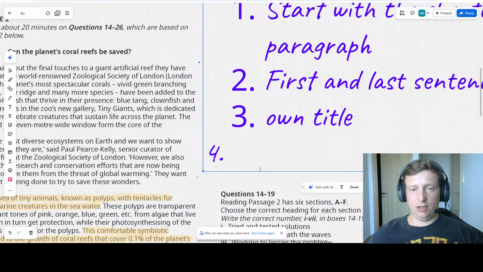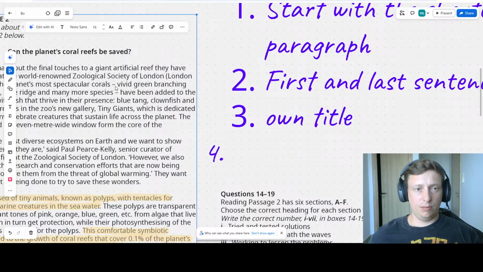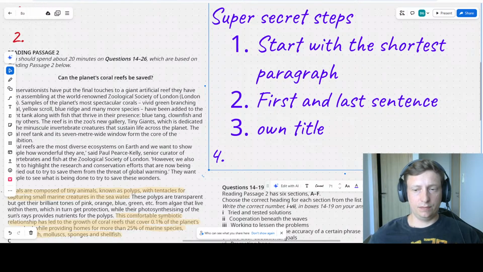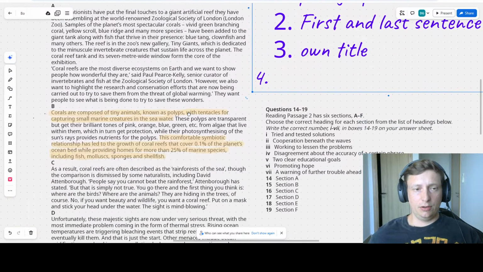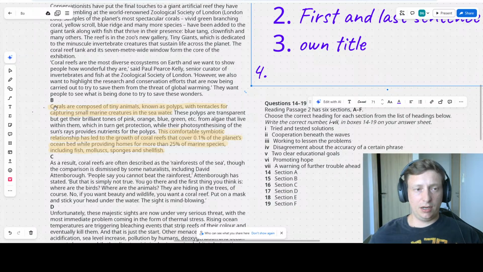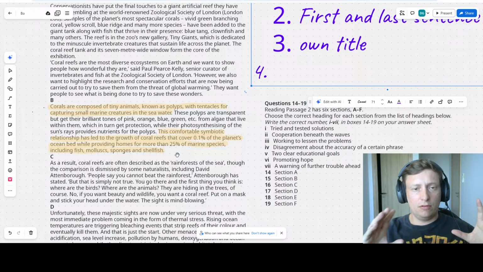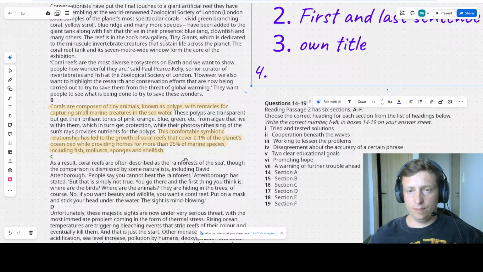Let me zoom out a little. It might be a bit tricky if you're on mobile. Okay. So the first sentence is about what corals eat, and then the second sentence is about the animals that live with them. So we can give this the title of corals and the animals that they eat and live with.